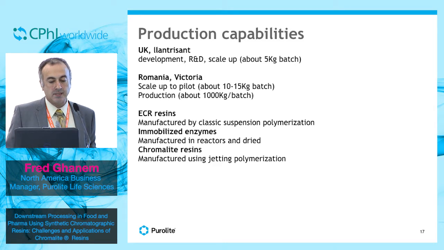We do have a lot of production facilities. The two that are of interest to you are the ones that are making in the life science industries. So we have one that mainly does the development and R&D located in the UK. Typically, they can scale up to 5 kilos. And then in Romania, we can scale up even above 1,000 kilos if needed per batch. And 3 of the product lines are made there. The Chromalite resins, the ECR resins are made for enzyme immobilization. And then also we can immobilize enzyme on the resins at that facility as well. So like immobilized lipases and proteases are also available on a large scale.